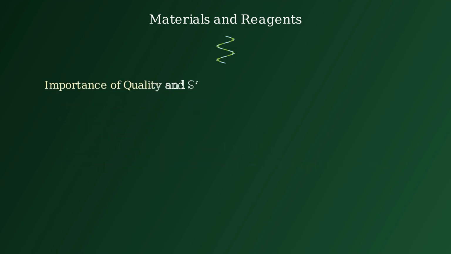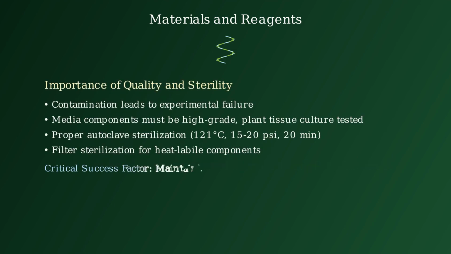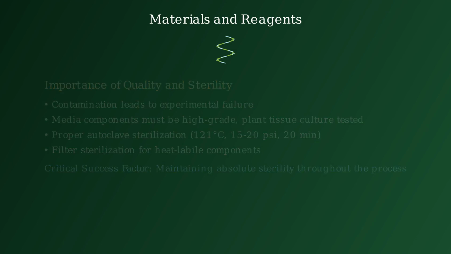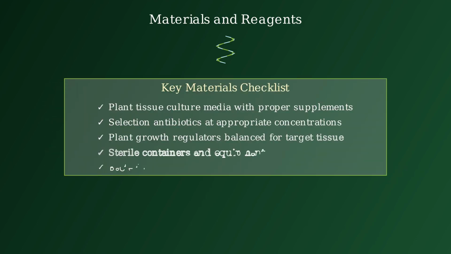Quality and sterility are non-negotiable in Agrobacterium-mediated transformation. Contamination with fungi or bacteria can lead to complete experimental failure. All media must be prepared with high-grade reagents and properly sterilized by autoclaving, or filter sterilization for heat-sensitive components. To ensure successful Agrobacterium-mediated transformation, maintain a carefully prepared inventory of all essential materials including media, antibiotics, growth regulators, sterile containers, and bacterial culture supplies. With these materials prepared, we are ready to proceed to the next steps in the transformation process.